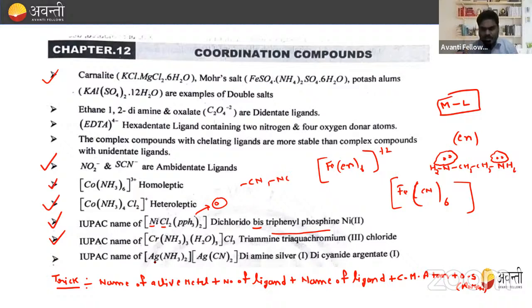So this is the name of this, right? This is how you can write the IUPAC name of the complexes. I hope it is clear to all? Is it clear to all? Anyone having any kind of doubt? No? Shall we proceed? Okay.